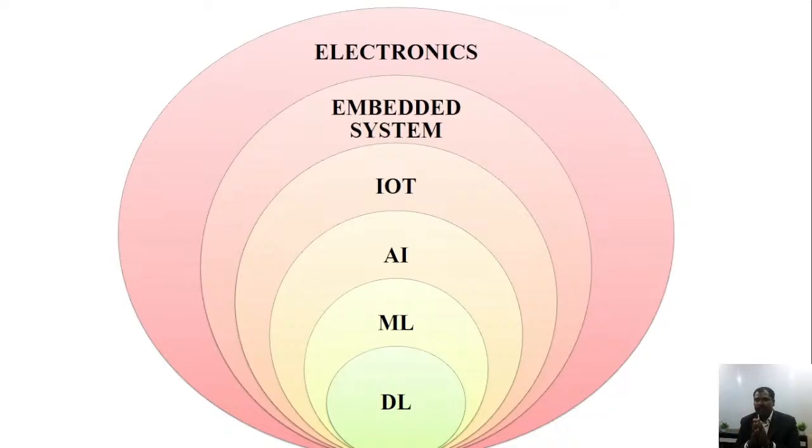Now everyone is cleared. What is electronics? Electronics is nothing but the study of the flow of electrons in the various circuits and components, right? So now the next layer will be the embedded system, after this electronics was invented, right?